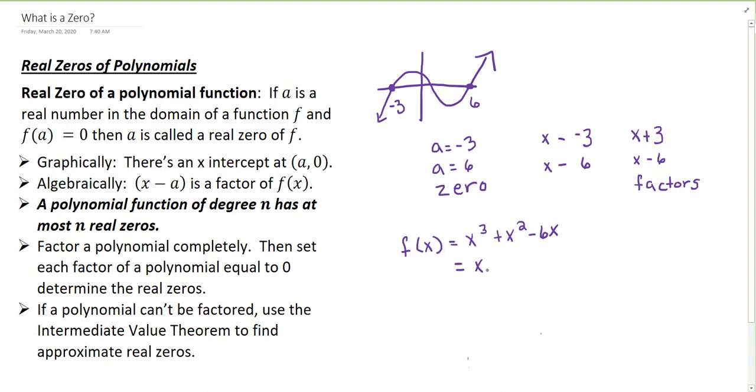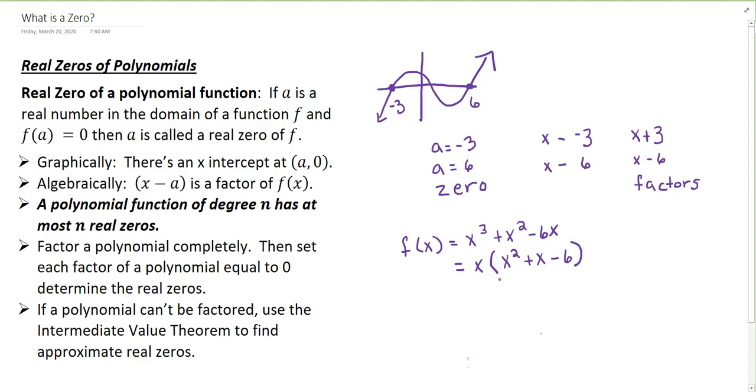And so if I take out an x from each term, that means I'm dividing it out. So x cubed divided by x is x to the second. X squared divided by x is x to the first. And -6x divided by x is -6.